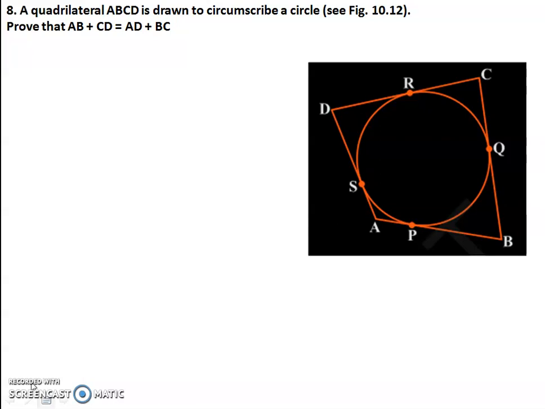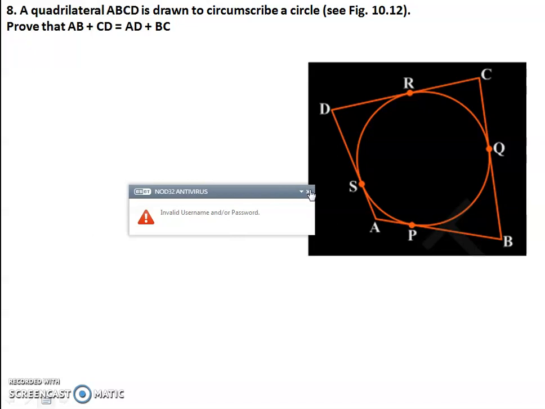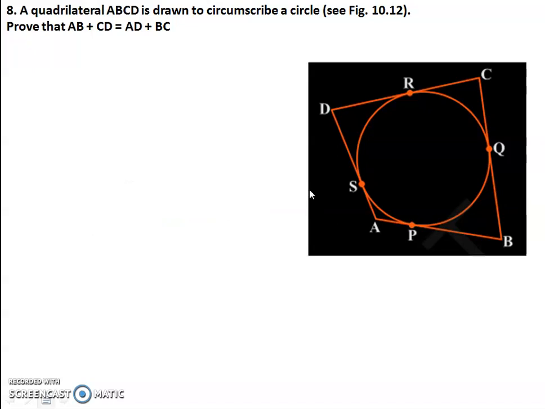So here you have a quadrilateral drawn to circumscribe a circle. Circumscribe means the sides of the quadrilateral are tangents to this circle. That means the sides of the quadrilateral touch the circle at one point each. Now you are going to prove that AB plus CD equals AD plus BC.